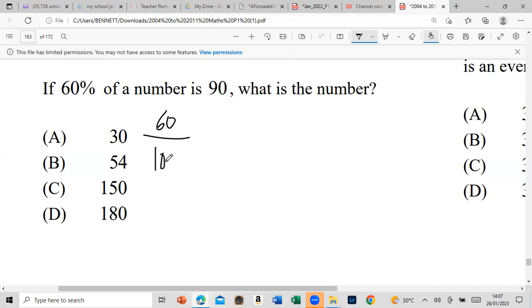Let's just call the number y. Don't know what the value is, but y, and that must be equal to 90. Alright, so we just transpose now. So it would be 90. If you know the answer, type it in as usual.